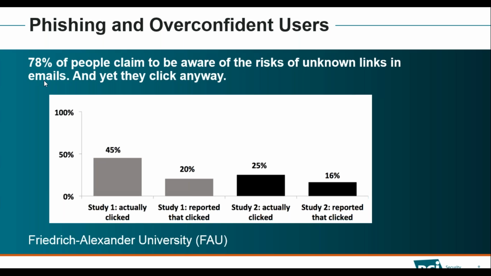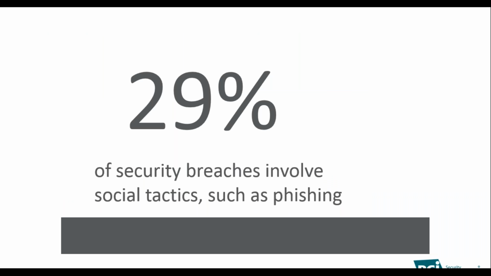78%, can you believe this? It means 4 out of every 5 people would click on a link even though they know it's not the right thing to do. That is sad. That's really sad. 29% of security breaches involve social tactics such as phishing. So look at it this way, 1/3 of all security breaches is phishing. Can you believe that? Almost 1/3.